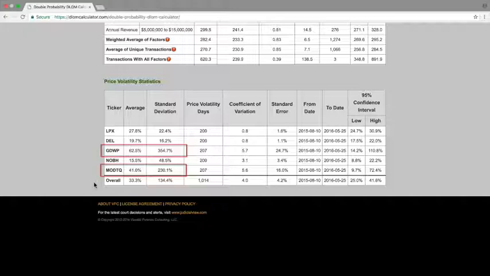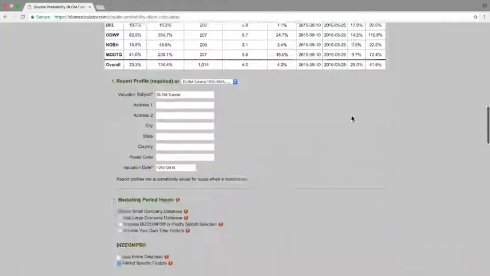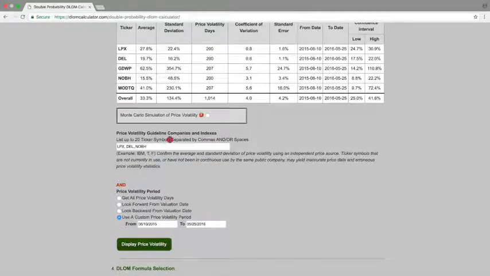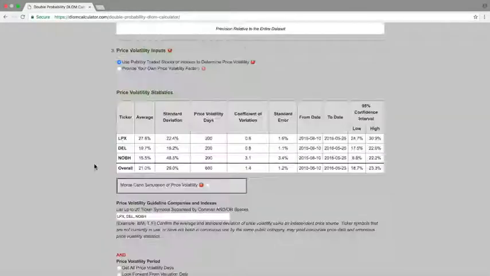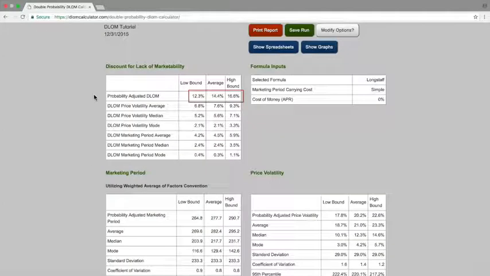Let's assume that you conclude that GDWP and MODTQ should be dropped as guideline companies. We can test the effects by clicking the Modify Options button and removing them from the ticker symbol list. The Price Volatility Statistics table now tells us that the 3-company guideline group has an average price volatility of 21.0% and an average price volatility standard deviation of 29.0%, a 1.4 coefficient of variation. The probability-adjusted DLOM based on this data is now 14.4% with a low bound of 12.3% and a high bound of 16.6%.